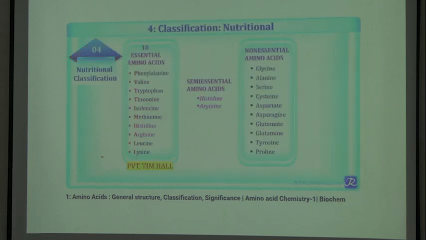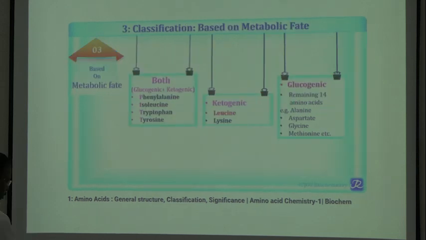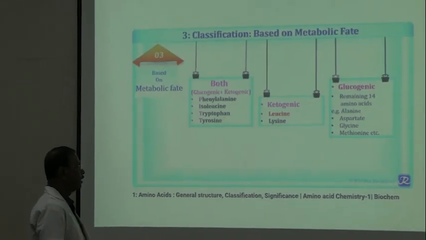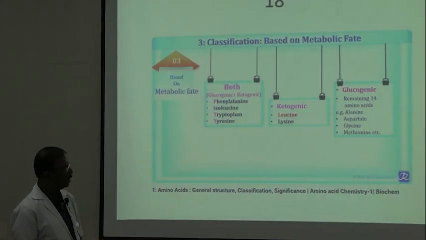Now, leucine and lysine take part in synthesis of lipid only. So they are ketogenic. The remaining 14 amino acids are glucogenic.